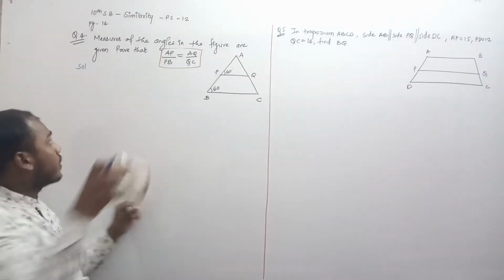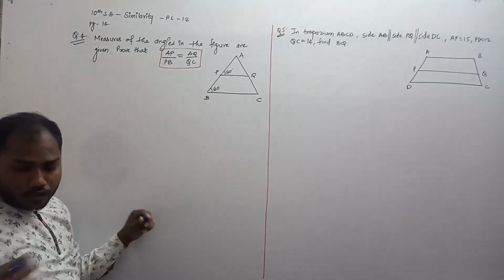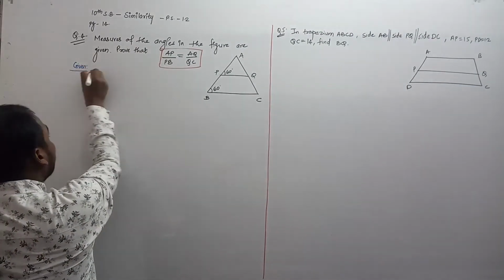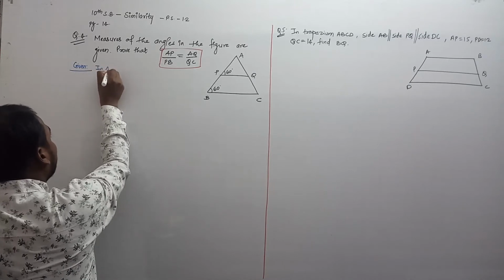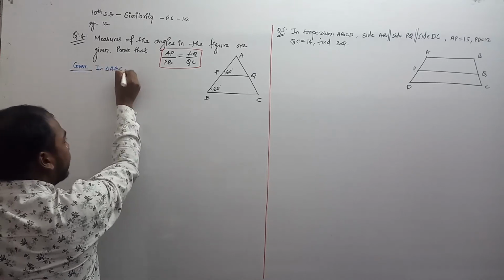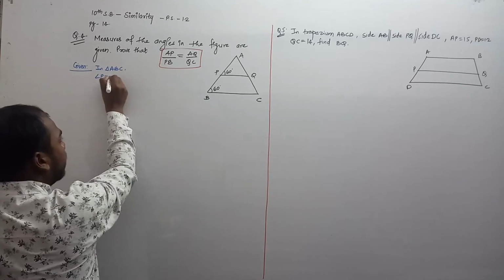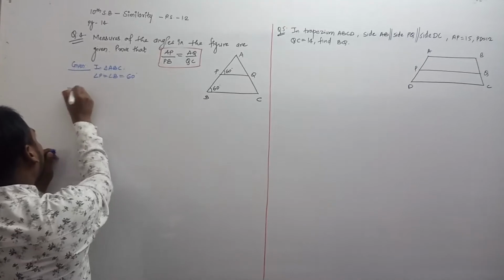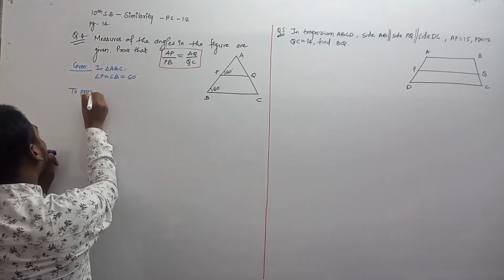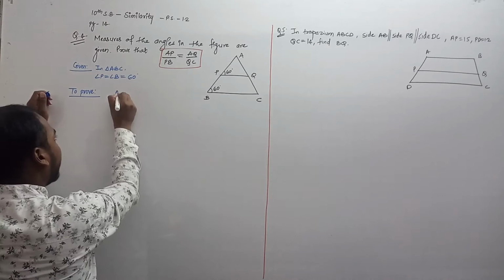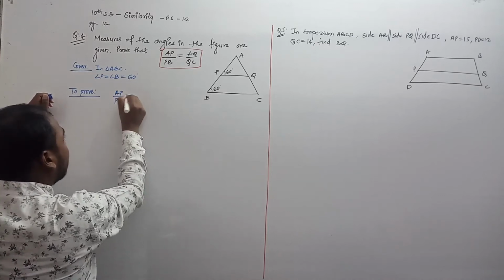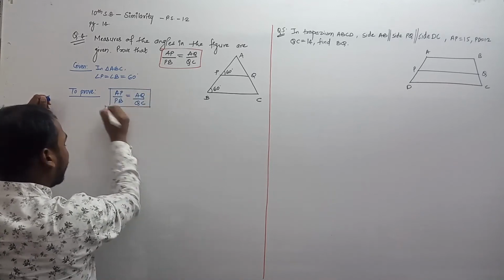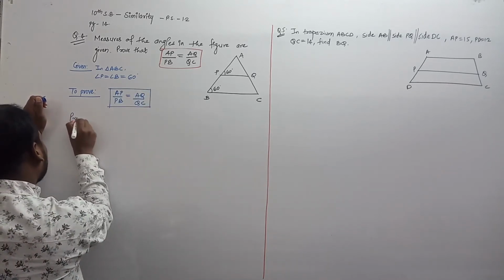We have to prove this. So first we will write Given and To Prove. In the given we will simply write: in triangle ABC, angle P is equal to angle B is equal to 60 degrees each. Then to prove, we will write AP divided by PB is equal to AQ divided by QC. This is what we have to prove. Now the proof part.